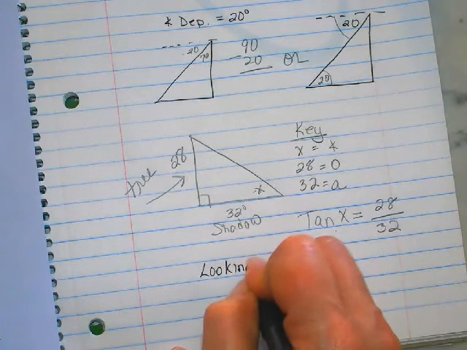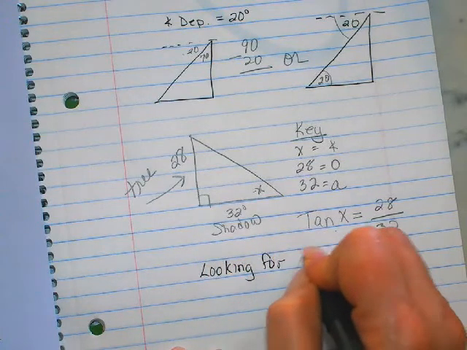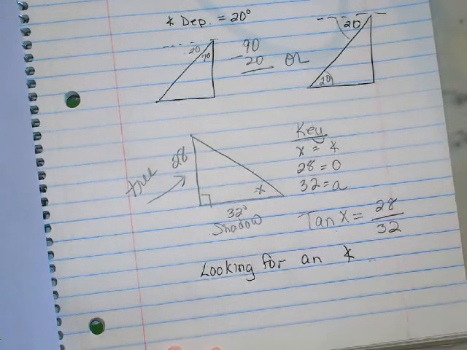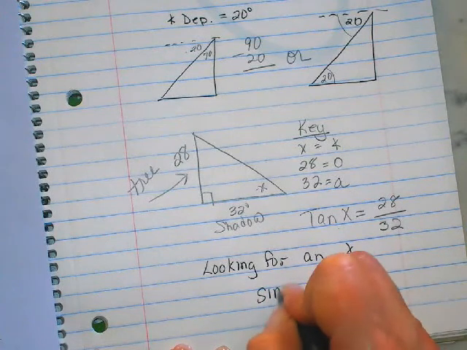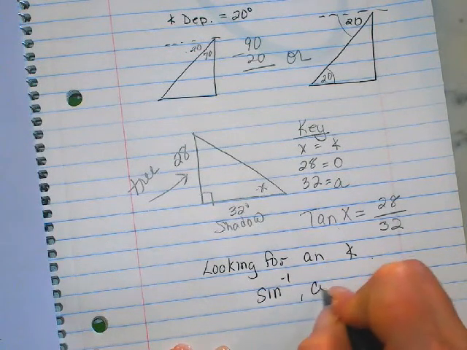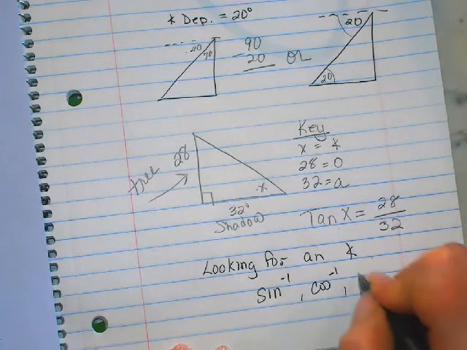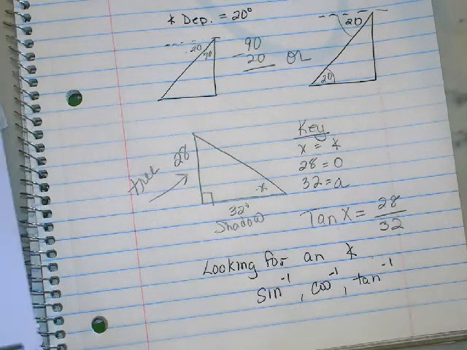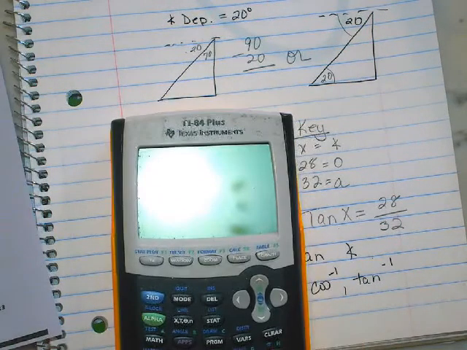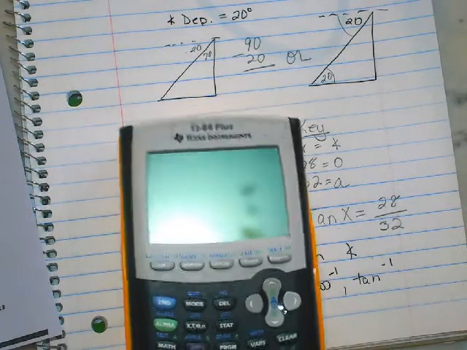Now, I'm looking for an angle. Whenever you're looking for an angle, you have to use the inverse key. So it's like this: sine inverse, cosine inverse, or tangent inverse on your calculator. And I'll show you on my little calculator.